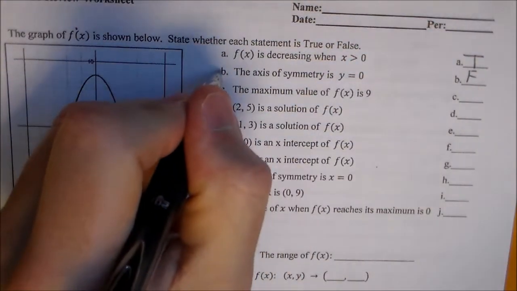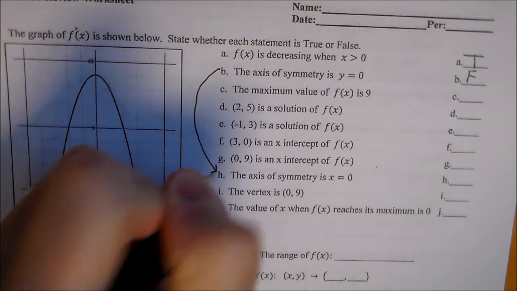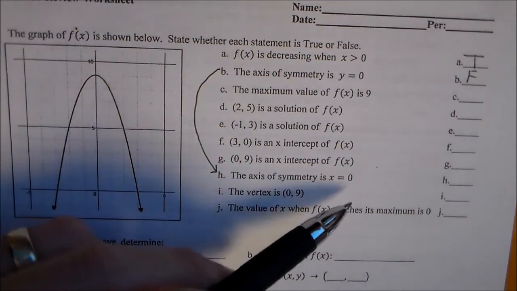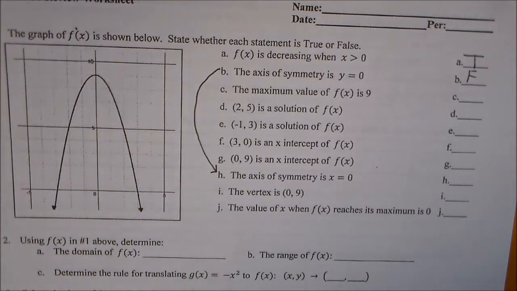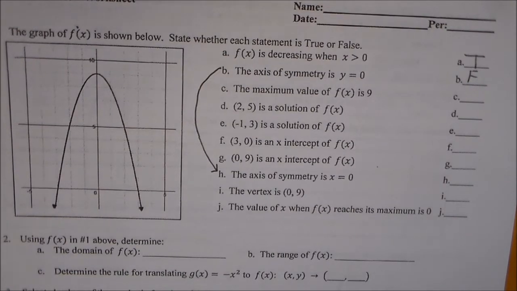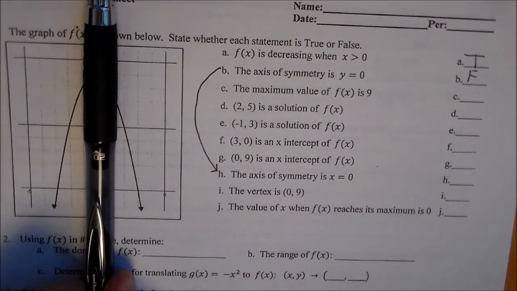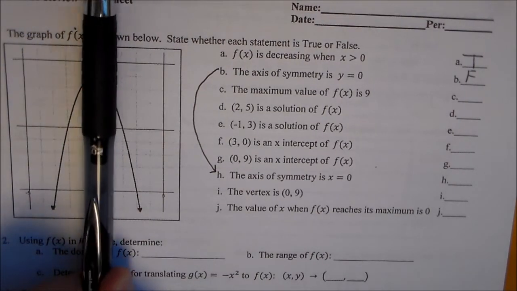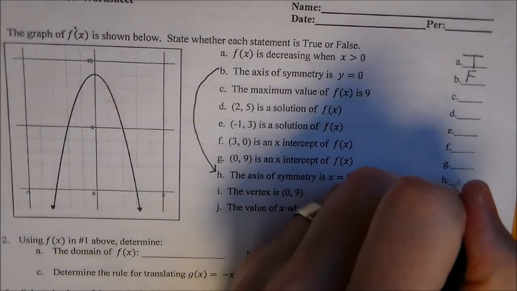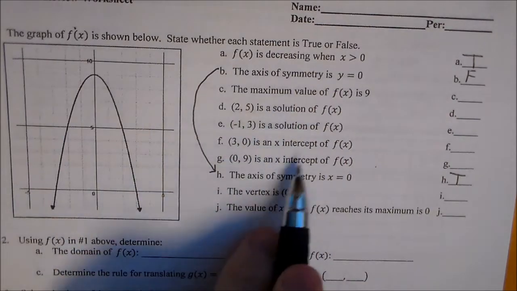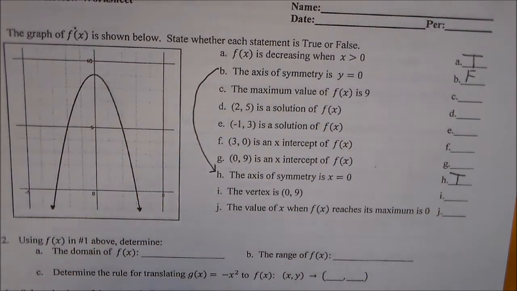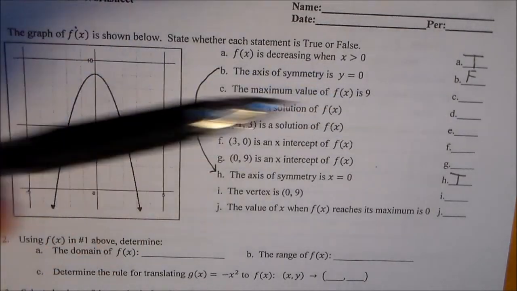If we jump ahead, that's very similar to question H down here. The axis of symmetry is x equals 0. Now x equals 0 is the line when all x values are 0, which would be the vertical line, basically the y-axis, which is our axis of symmetry. So that one is true. So be careful with that. And sometimes in questions we switch out the x and y, and you've got to pay attention to what you have. The maximum value of f of x is 9.